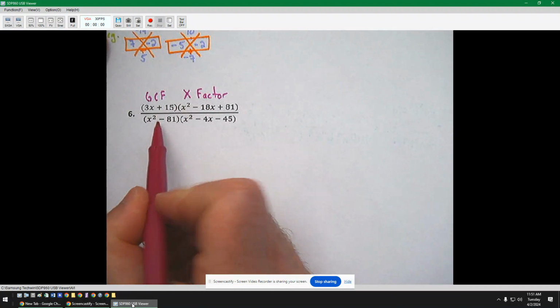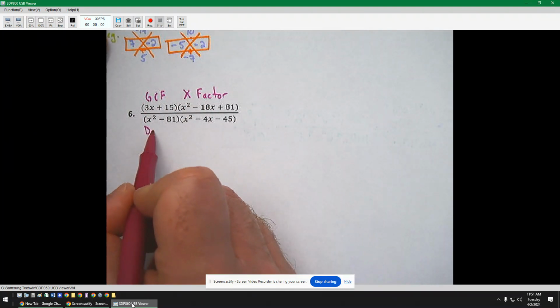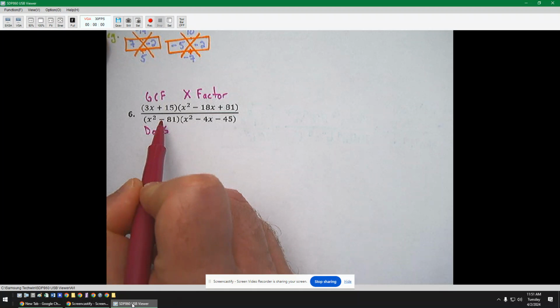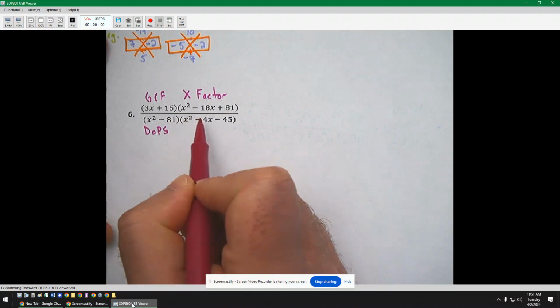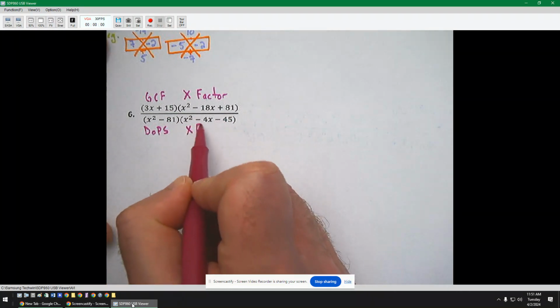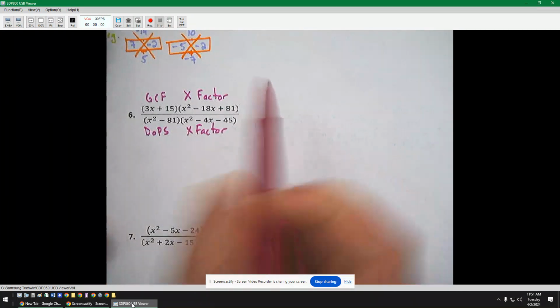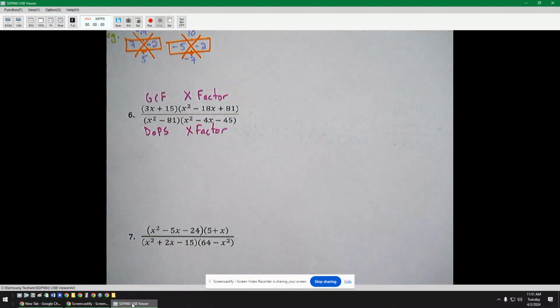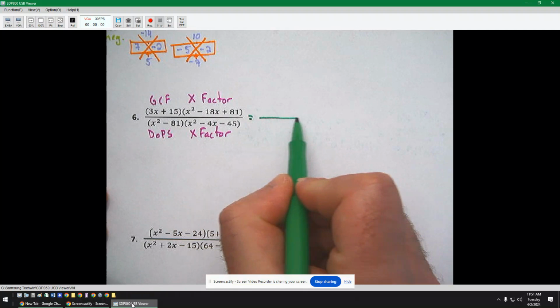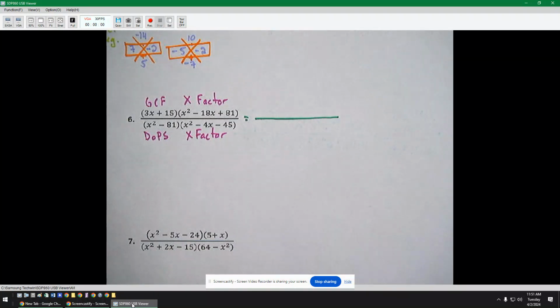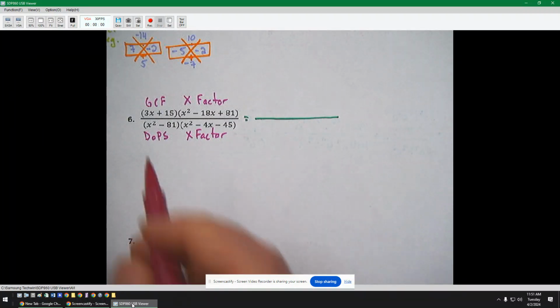I move on to this. This is DOPES. DOPES means difference of perfect squares. And I recognize that it's only 2, and I recognize that it's an 81, which is a perfect square. This, again, is X factoring. So let's do that. Give myself a division bar, start to factor this stuff.